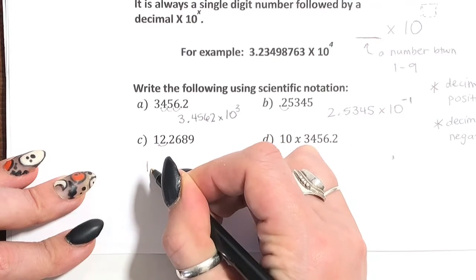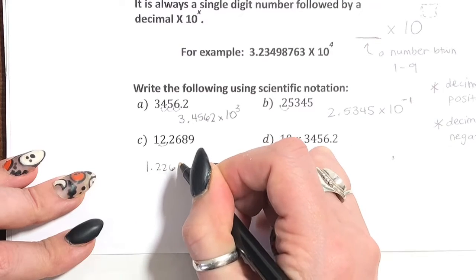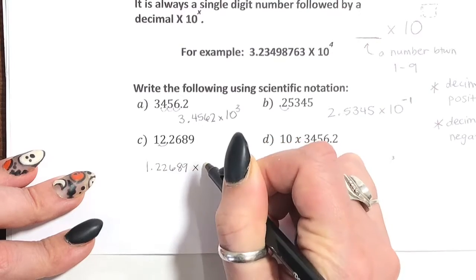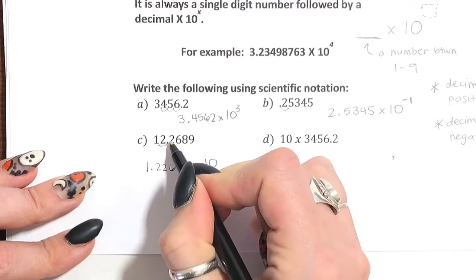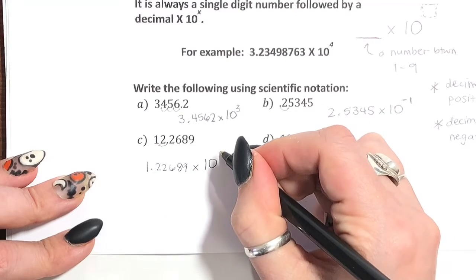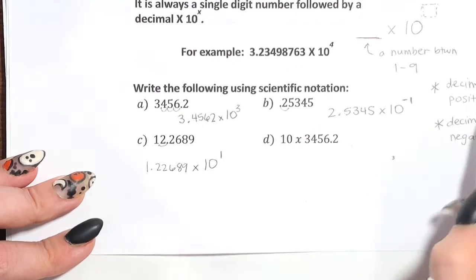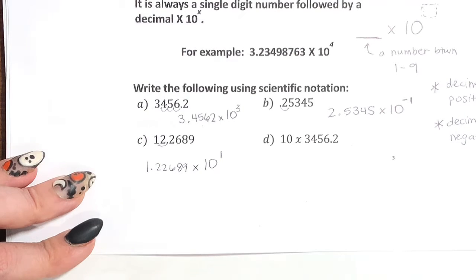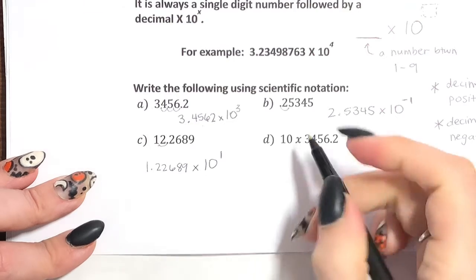So this would be 1.22689 times 10, and then we moved it once to the left, so we're going to have an exponent of 1, and because we moved it to the left, it's going to be a positive number. Okay, then this next one's kind of a trick question.